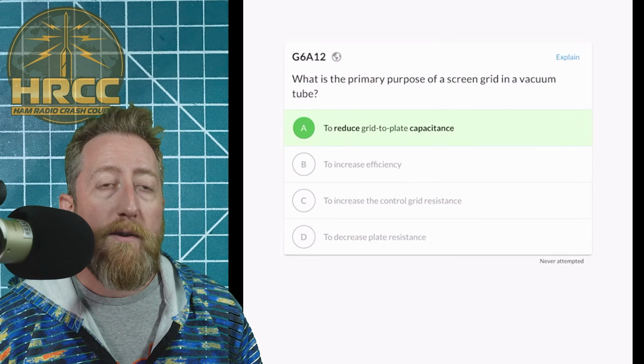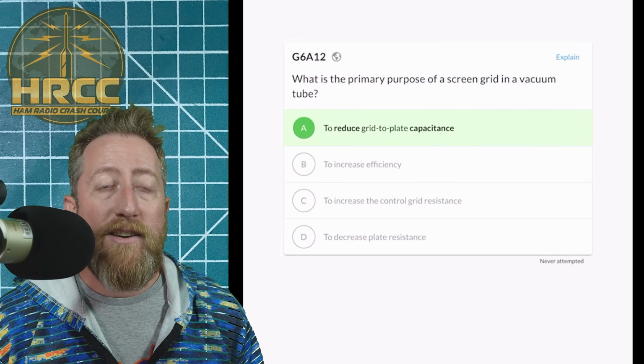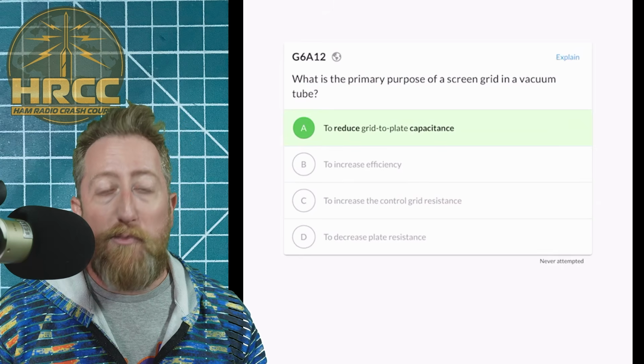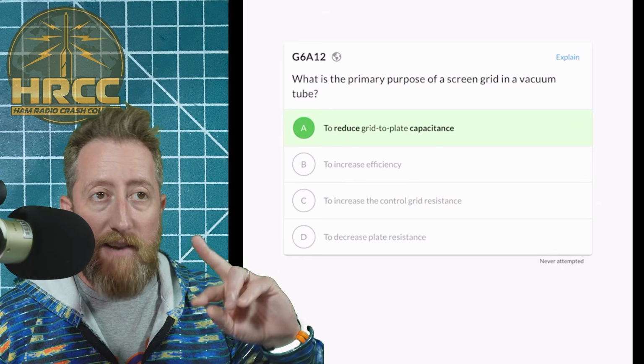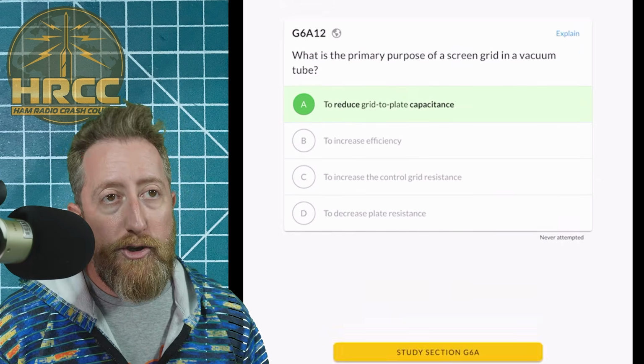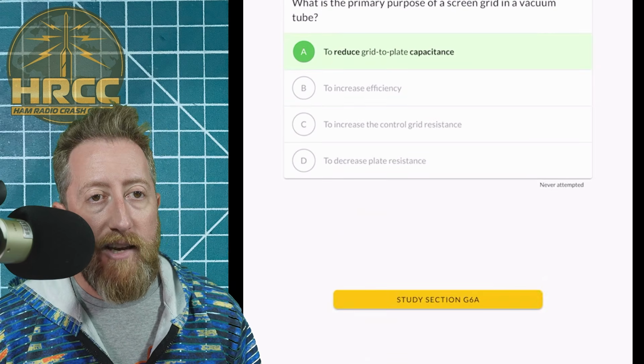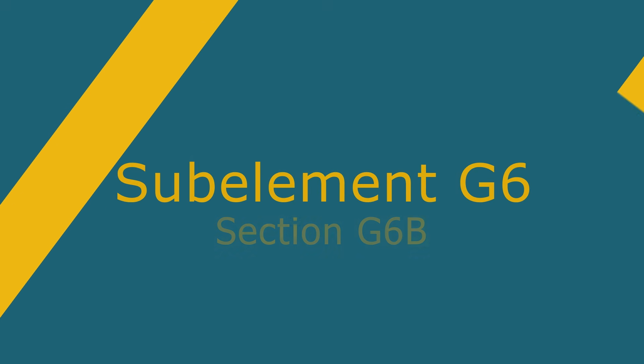Question 12, what is the primary purpose of a screen grid in a vacuum tube? And it's A, to reduce grid to plate capacitance. So it was the same question stated a different way, to get two shots in there on vacuum tubes. So let's go check out section B.